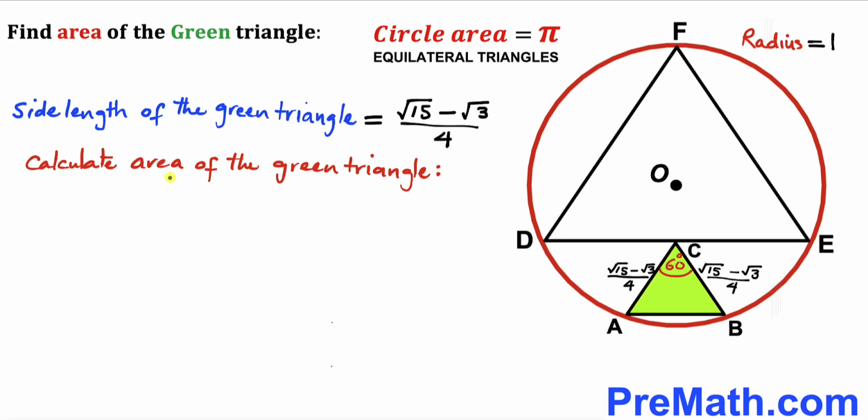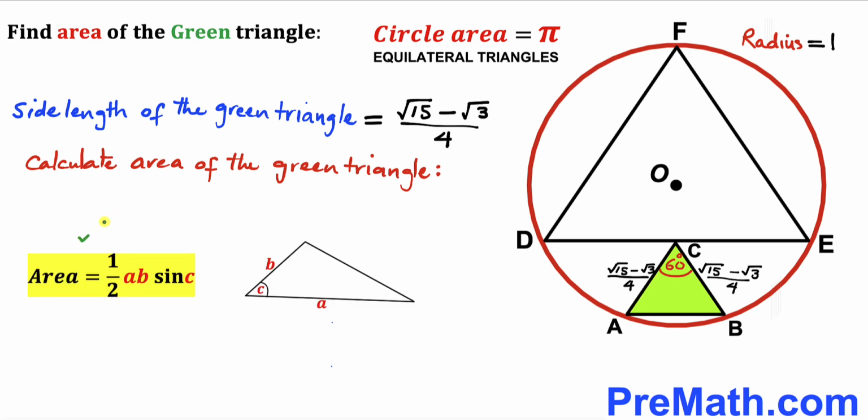And here's our final step. Let's go ahead and calculate the area of this green triangle ABC. Now let's recall the area of a triangle formula. Area equals half times a times b times sine of angle C. As you can see in this diagram, we have a and b as our side lengths and C is the angle in between. So in our case, these are our side lengths and the angle between them is 60 degrees.